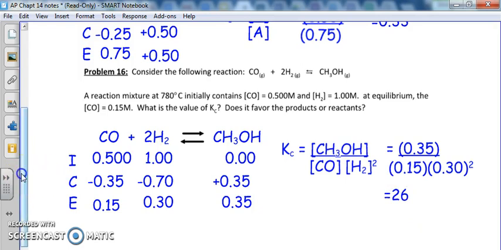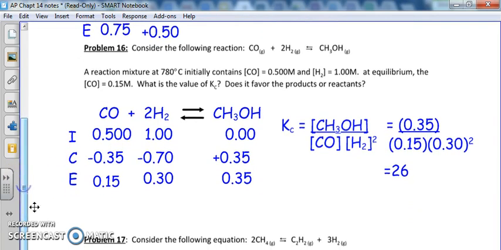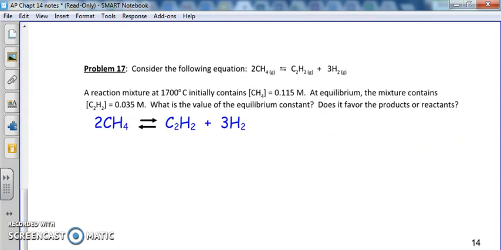Okay, let's check out the next one, problem number 17. Very similar to number 16. Alright, so I have some methane and I'm going to make some ethine and some hydrogen gas. And so at a really high temperature, I initially have 0.115 methane and I assume 0 of the other two, and at equilibrium, so you have to read the problem, at equilibrium, the acetylene, the ethine, C2H2, is 0.035, so I do gain some. What is the value of the equilibrium constant?